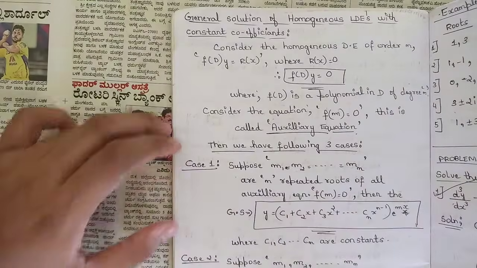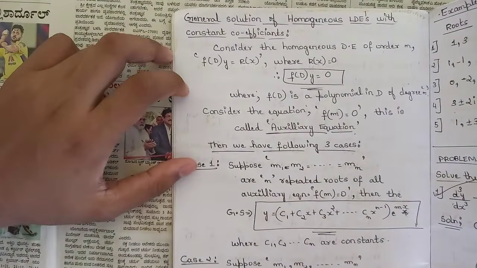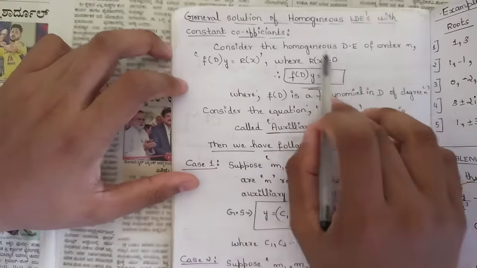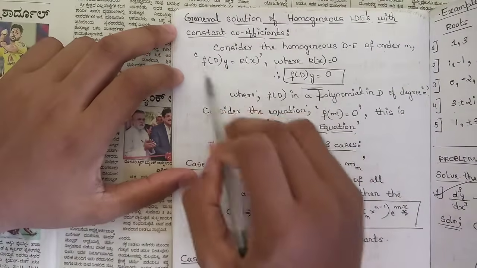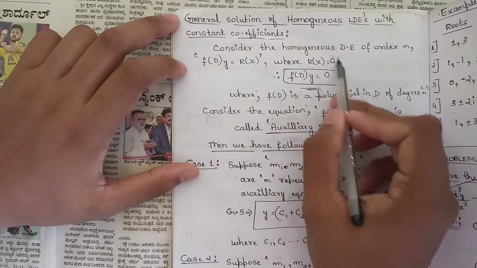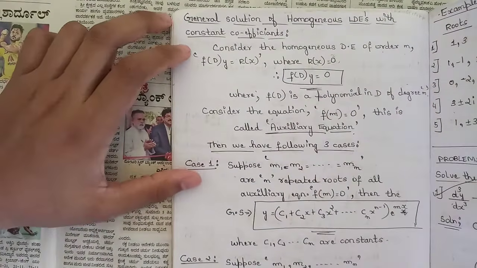Now let's discuss how to write the general solution of this homogeneous linear differential equation. Consider the homogeneous differential equation of order n, where f of D of y, that is the function of D, is equal to r of x, where r of x is equal to 0. I have told you, in case of a homogeneous equation the r of x is equal to 0.